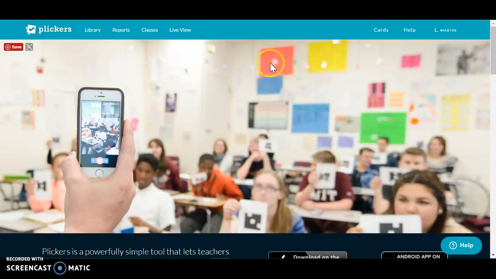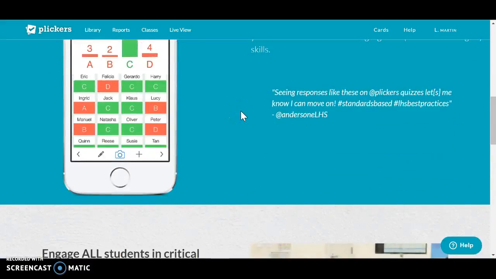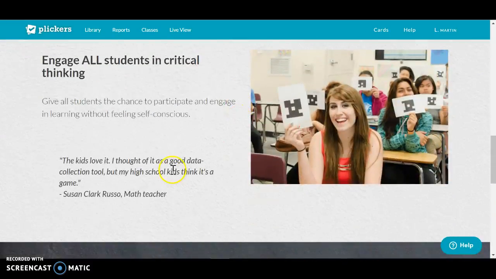I really like Plickers because it allows me to engage my students and not have to go through the struggles of giving paper and pencil tests. And I just feel like it's a really effective assessment tool, and I hope you give it a go in your classroom.